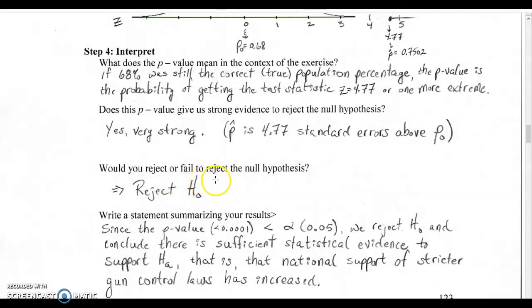The p-value is certainly much less than alpha. So since the p-value is less than alpha, which was 0.05, we reject the null, H-naught, and conclude there is sufficient statistical evidence to support the alternative, H-A, that is, that national support of stricter gun control laws has increased.